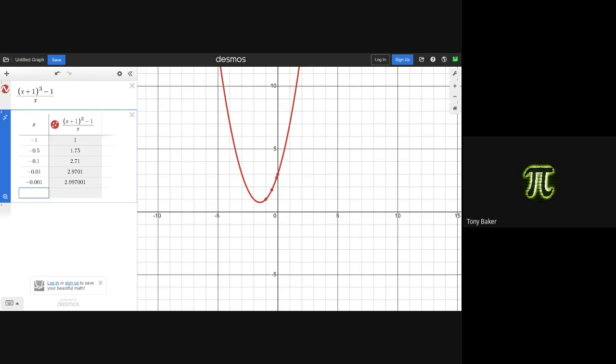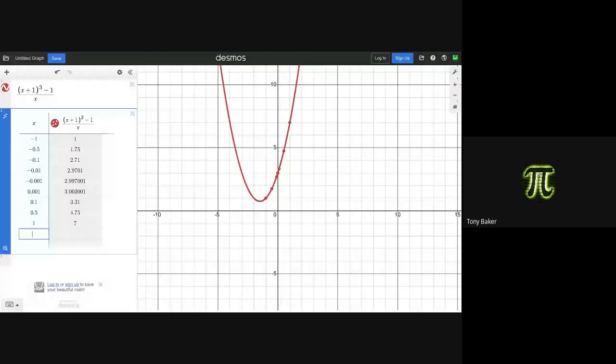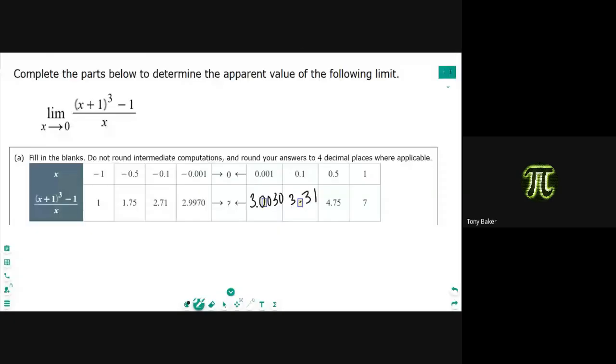Okay. Now, on the other side, so we've done this side, it wants 0.001, 0.1, 0.5, and 1. So if we look here, the answer is 3.003001. And it wants to round it to 4 decimal places, so it would be 3.0030. Then we have 3.31, 4.75, and 7. Any questions on how I got any of those numbers?